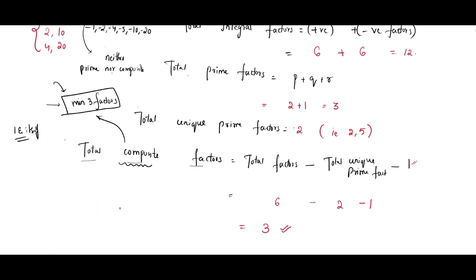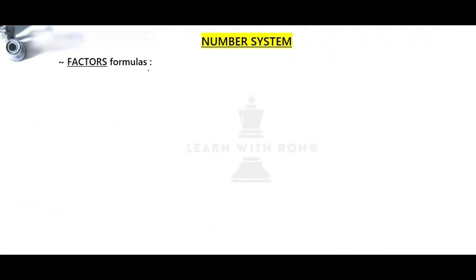Okay. Now let's see some other questions. Let's see some other factors formulas on the same number. N equals a to the power of p multiplied with b to the power of q multiplied with c to the power of r only. These are very important, try to listen carefully. Here a, b, c, you already know, are prime numbers.